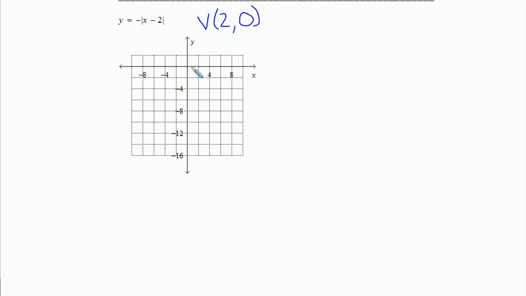Let's go ahead and plot where that point would be. 2, comma 0 is right here. Notice the scale is going by 2s, 2, 4, 6, 8. And it's going to open down because of the negative in front. So if we go down 1, we're going to go over 1. Same thing on the other side. And now we can just go ahead and grab a straight edge and plot this line. And the other half of my absolute value graph. So there's my V.